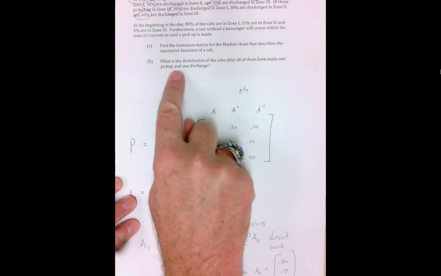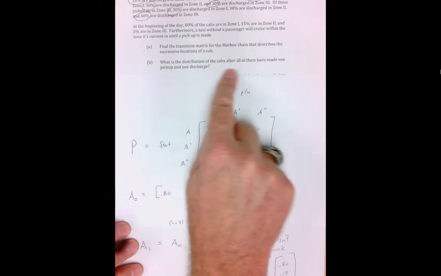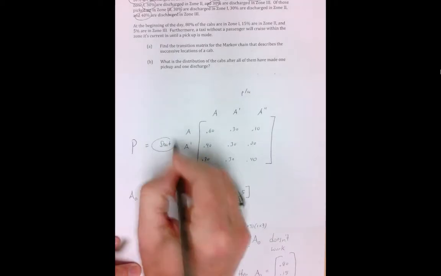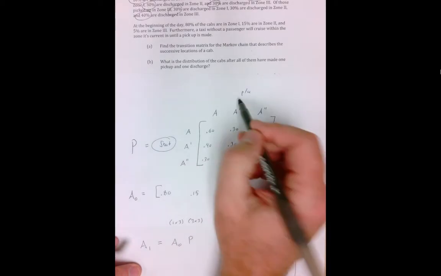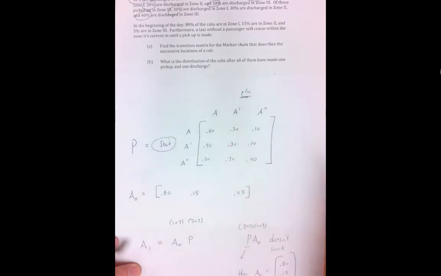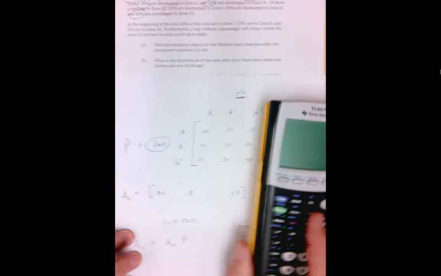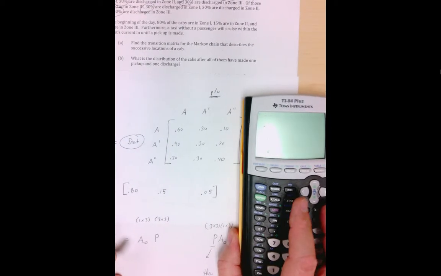So we're working problem B here. What is the distribution of the cabs after all of them have made one pickup and one discharge? So they made the pickup at the start of the day, and then they're going to make the pickup and then they're going to discharge from there. So essentially, guys, what we need to be able to do is find A1, which should be pretty daggone easy, right?